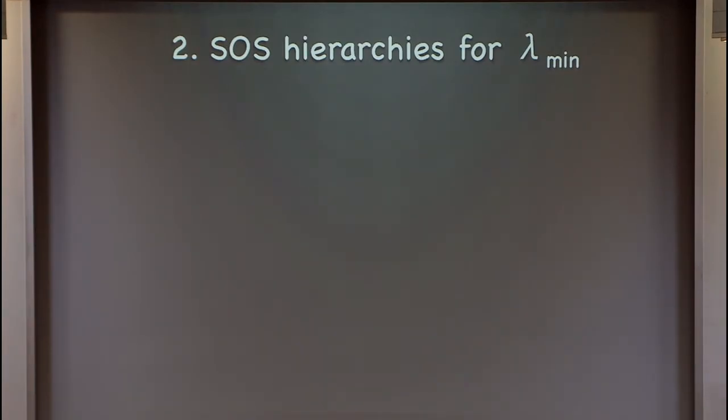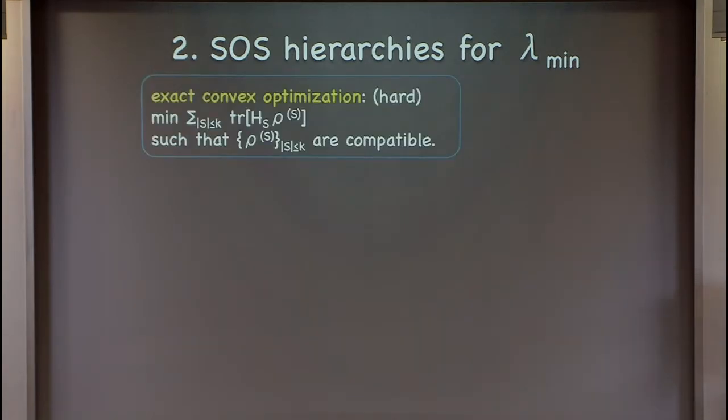We also have hierarchies for the lowest eigenvalue. So I presented one, which is to look at all the marginal states and to demand that they be compatible. But if you use sum of squares, it suggests actually something a little bit stronger. So let me just recall the exact problem. So the exact problem is that you want these things called reduced density matrices to be compatible, meaning that there is an extension to a global density matrix. That's hard.